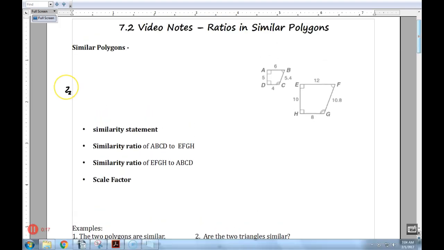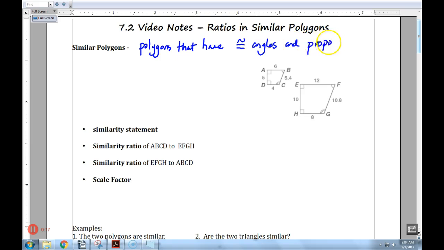Alright, so similar polygons are basically polygons that have congruent angles and proportional sides, and I'll talk a minute about what proportional sides mean. Congruent angles mean the angles, they're all equal, they all match up. Basically, another way to think about this is that they are the same shape, but different size. So one is just a smaller version than the other one.